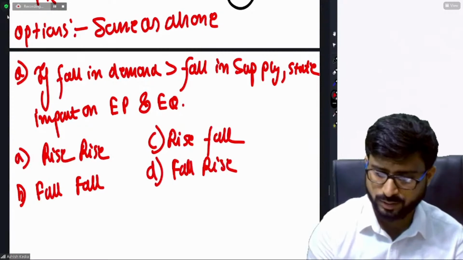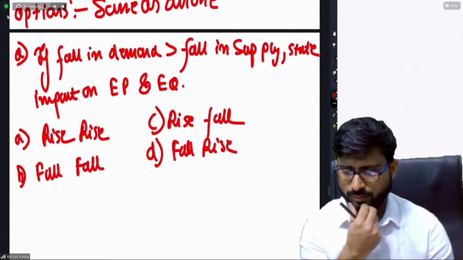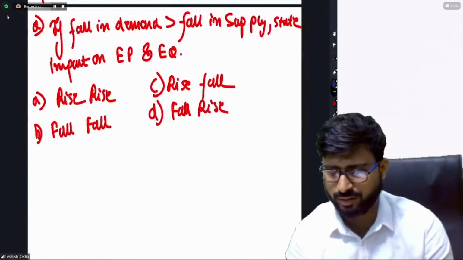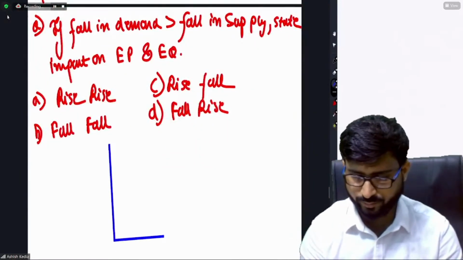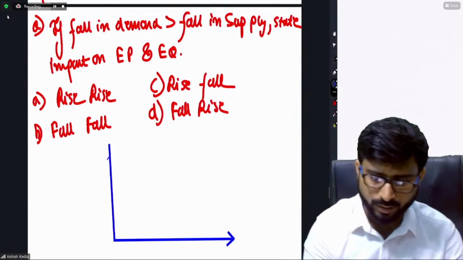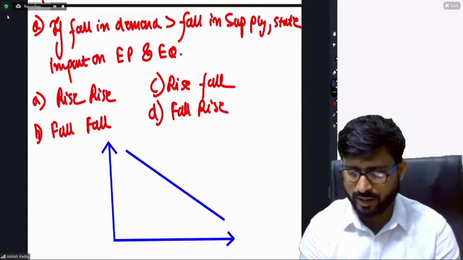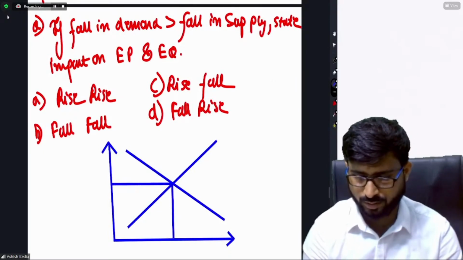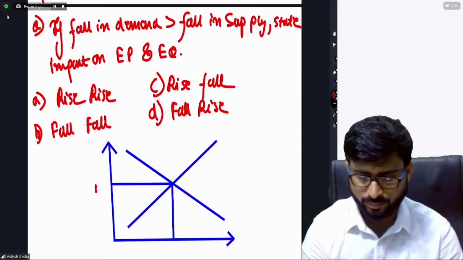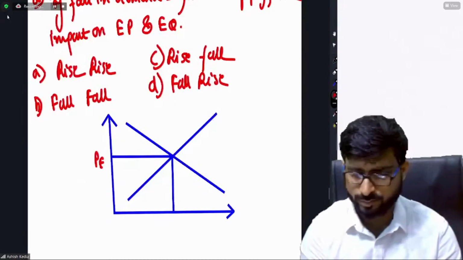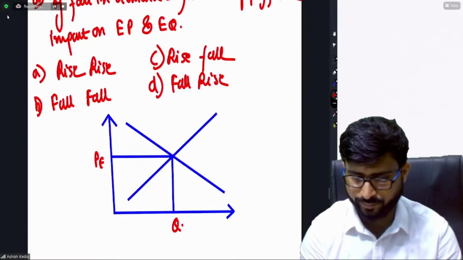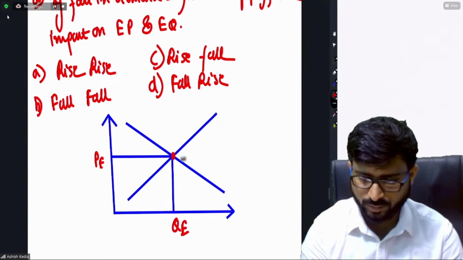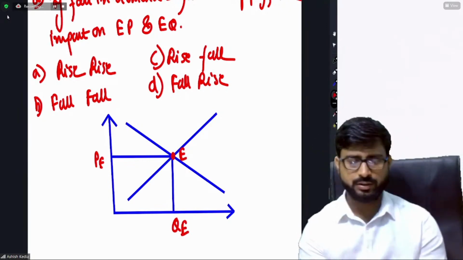So see, let's draw the diagram and try to understand this. Original demand, original supply, always first. Done. This is the equilibrium point.